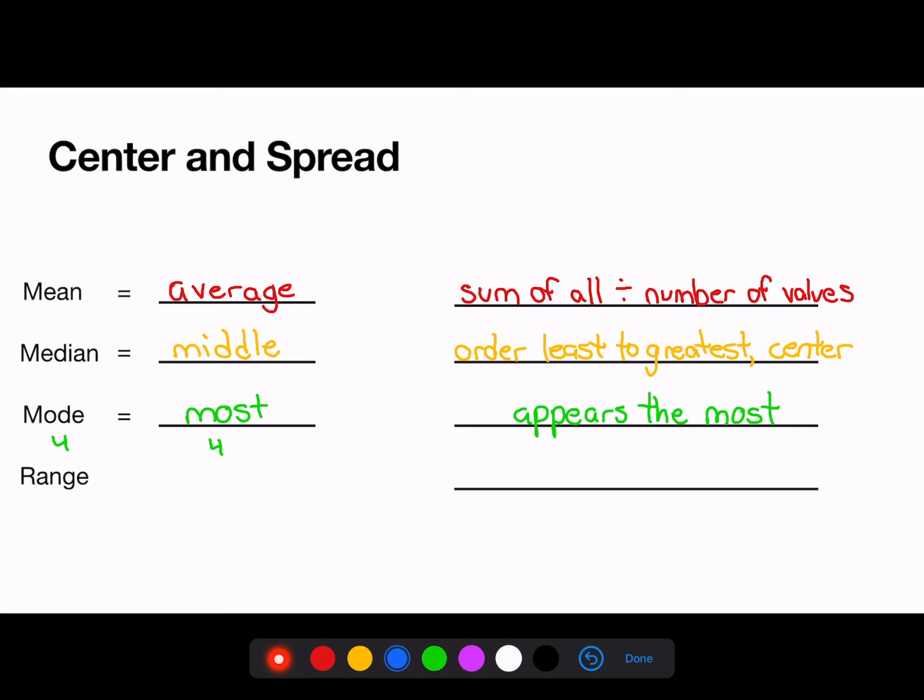The range of data shows how expansive the values are. Subtract the highest value minus the lowest value.